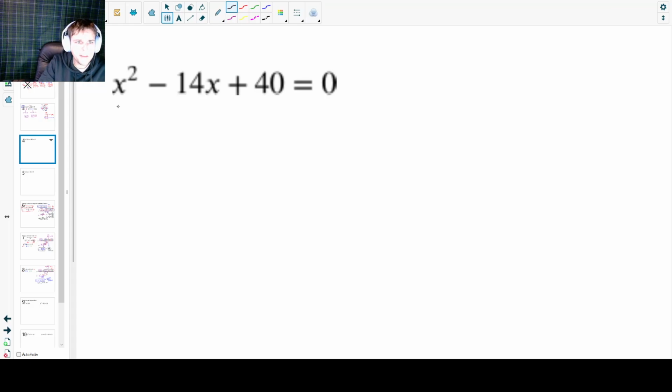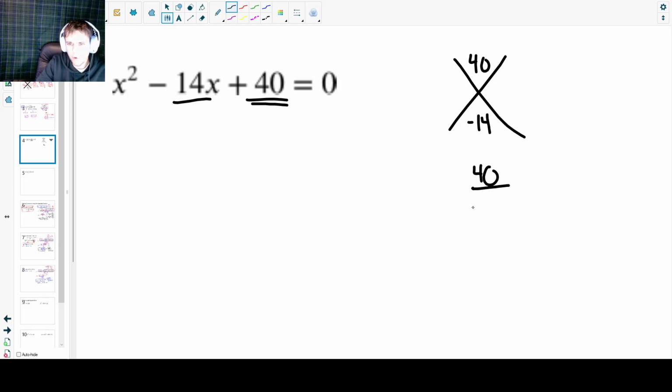So here we have x squared minus 14x plus 40. So when we set up our x, that's going to go on the top, 40, and negative 14. That's going to go on the bottom. So we're looking for two numbers that multiply to 40 and add to negative 14. So 40, listing my factors out, 1 times 40, 2 times 20, 4 times 10, and 5 times 8. I believe that's all.